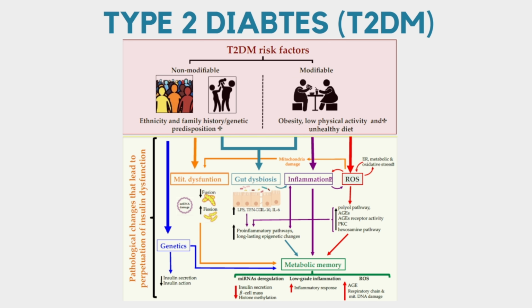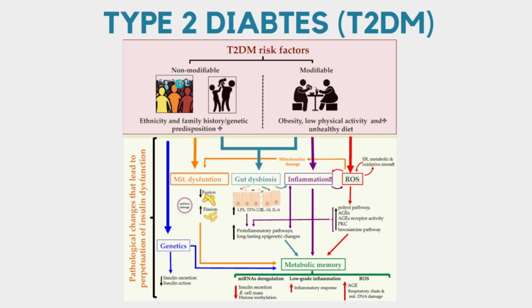Okay, type 2 diabetes risk factors. Normally, type 2 diabetes can be caused by either modifiable or non-modifiable factors. Non-modifiable is inherited, due to your family, gene disorders and so on. You cannot modify this. If you have it, you have it, because you cannot determine your genes. You already have that gene, and you cannot change any gene anymore.